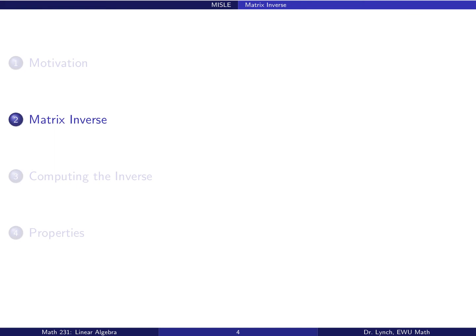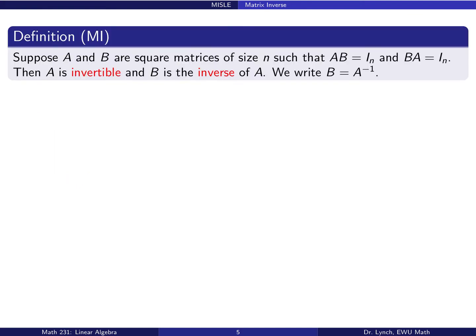Okay, so let's go ahead and talk about the matrix inverse. Here's the definition. If A and B are square matrices of size n, such that AB is the identity and BA is the identity, then we say that A is invertible and B is the inverse of A. And again, our notation here is that we write B as A to the minus 1 power for the inverse.